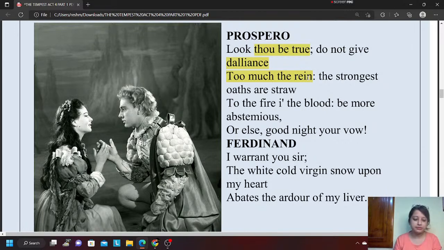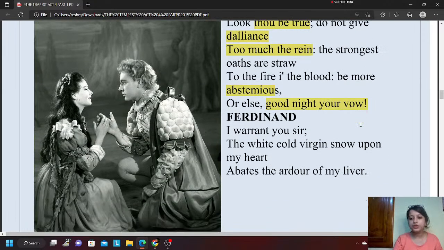Be more abstemious means control yourself to the utmost, or else what will happen? Good night your vow, otherwise it is useless. No, to make a promise and then break it, that is useless. So be careful. Ferdinand now again promises, I warrant you, sir, the white cold virgin snow upon my heart. So I am promising you that it would be snow upon my heart.